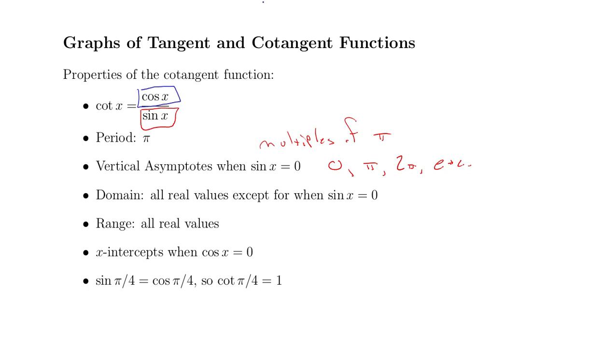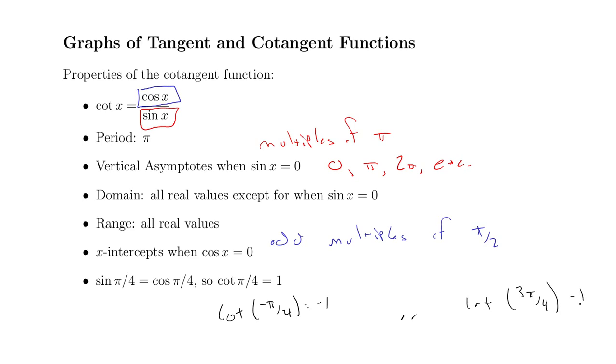For our x-intercepts, these are going to be the odd multiples of pi over 2. So this is going to be pi over 2, 3 pi over 2, 5 pi over 2, etc., etc., etc. And then we still have that sine of pi over 4 and cosine of pi over 4, the same thing. So cotangent of pi over 4 is still 1. And also we'll say cotangent of negative pi over 4 is negative 1. Or cotangent of 3 pi over 4 is negative 1. Is that right? No, I think I might be mixing something up.